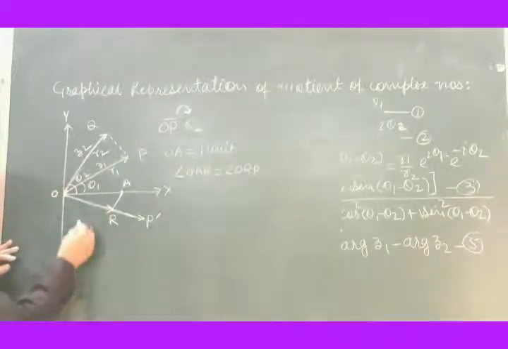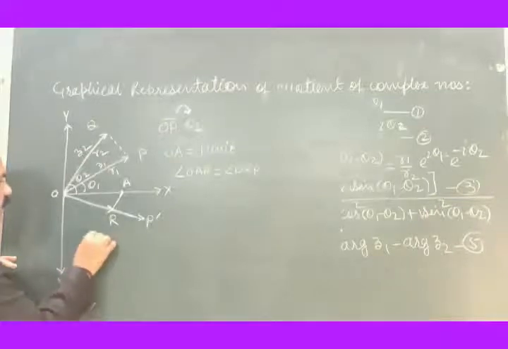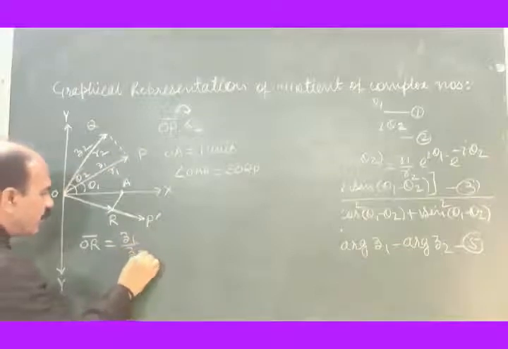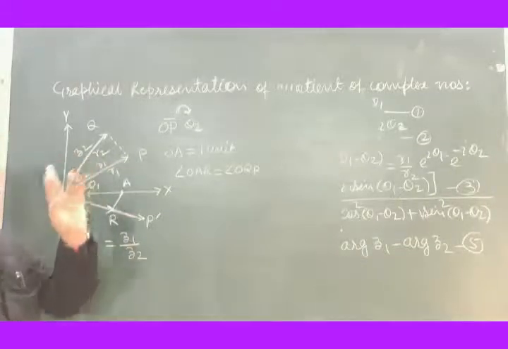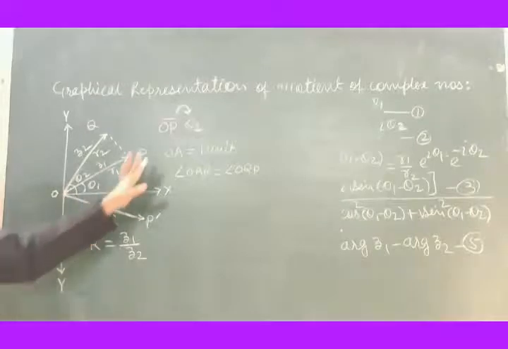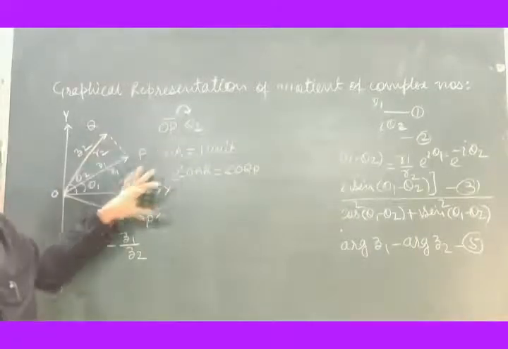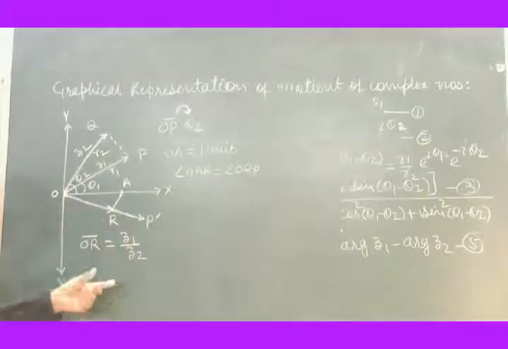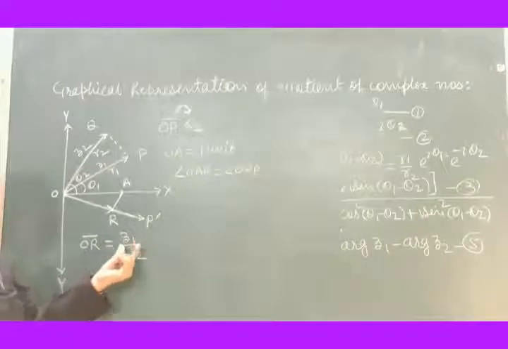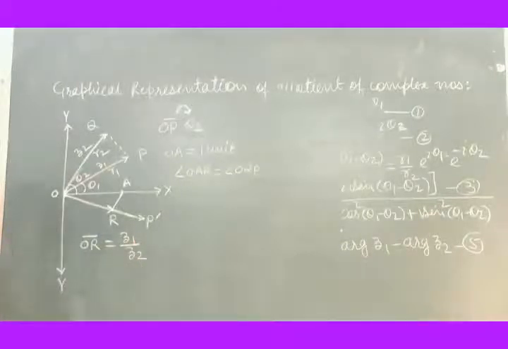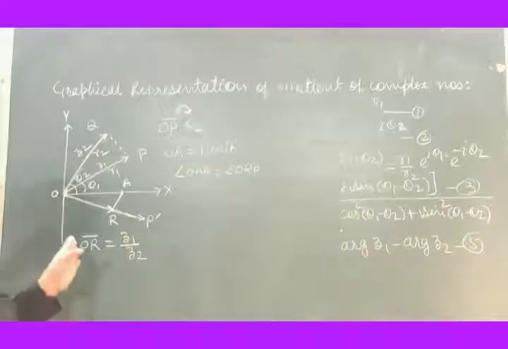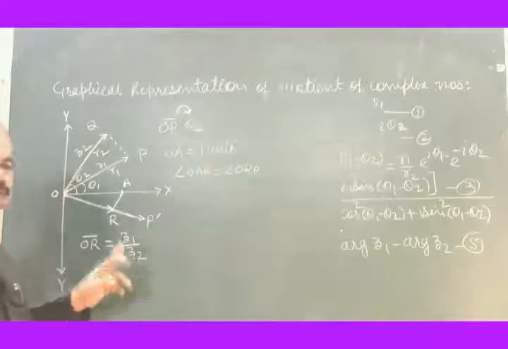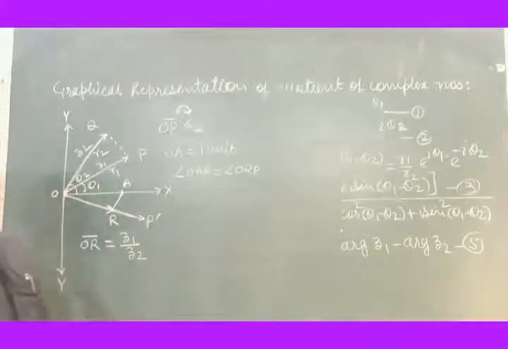If this is true, then vector OR will represent the quotient of the complex numbers Z1 and Z2. Let us verify whether this is correct. Let us verify whether vector OR is actually the quotient of Z1 and Z2.